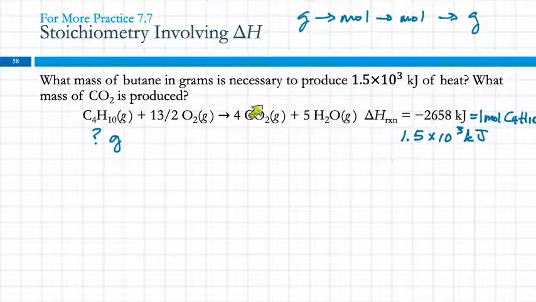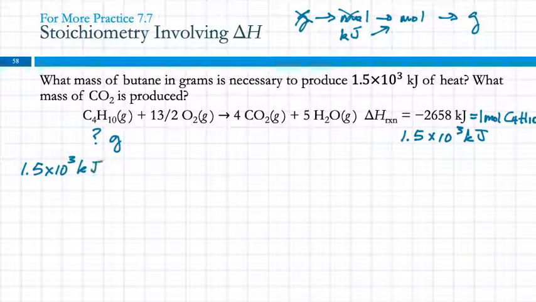The delta H here is equal to 1 mole of butane, 13 halves of a mole of oxygen, 4 moles of CO2, 5 moles of H2O. Okay? So for this first one, I'm not going to start with grams or moles. I'm going to start with kilojoules and go to moles and then to grams. Because kilojoules is what I was given. 1.5 times 10 to the third kilojoules to moles.